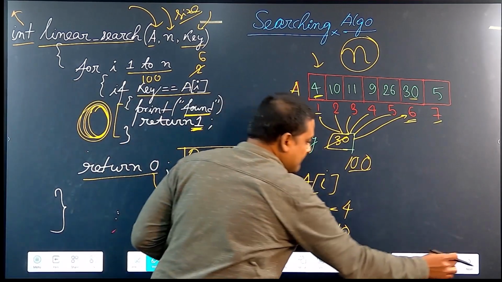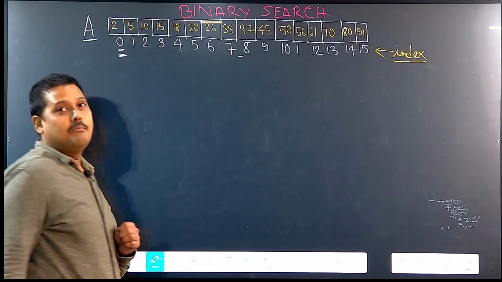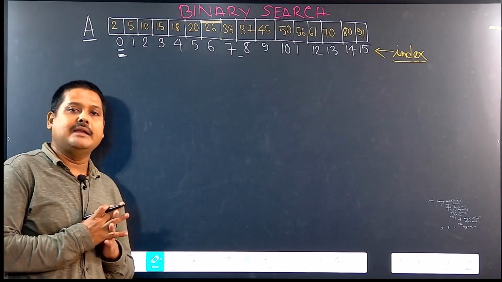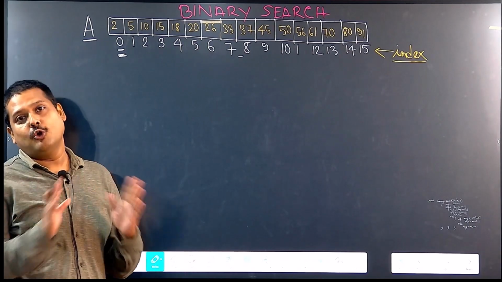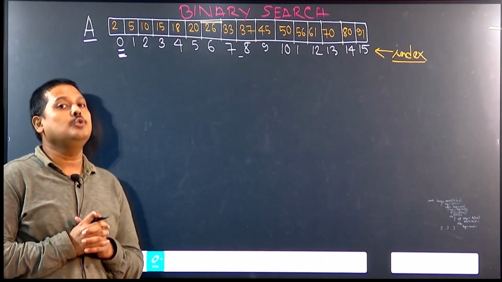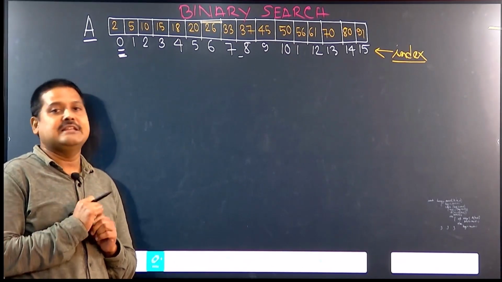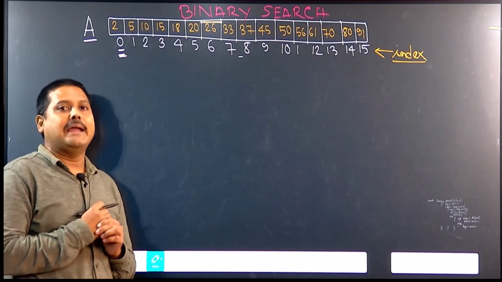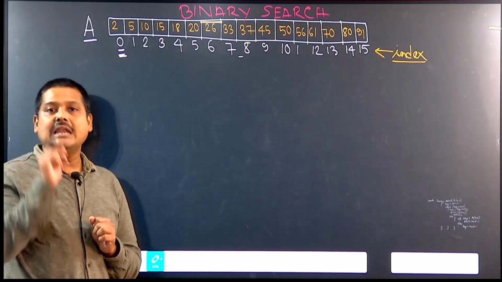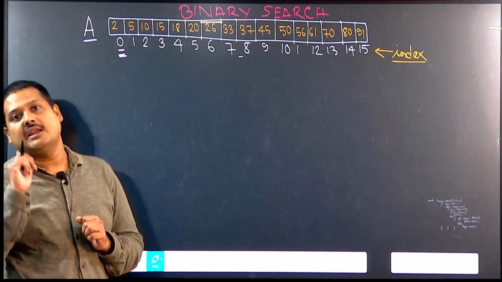The algorithm that is called binary search. Why is it called binary search? Because the whole list is divided into two different parts. Binary means 2, that is why the name. The first condition of binary search is what? The elements must be sorted in an order.